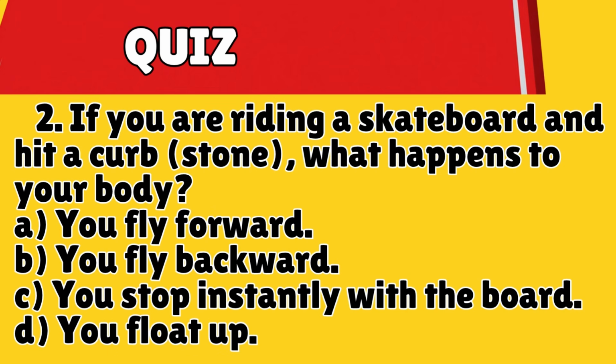Number 2. If you are riding a skateboard and hit a curb or a stone, what happens to your body? A. You fly forward. B. You fly backward. C. You stop instantly with the board. Or D. You float up.